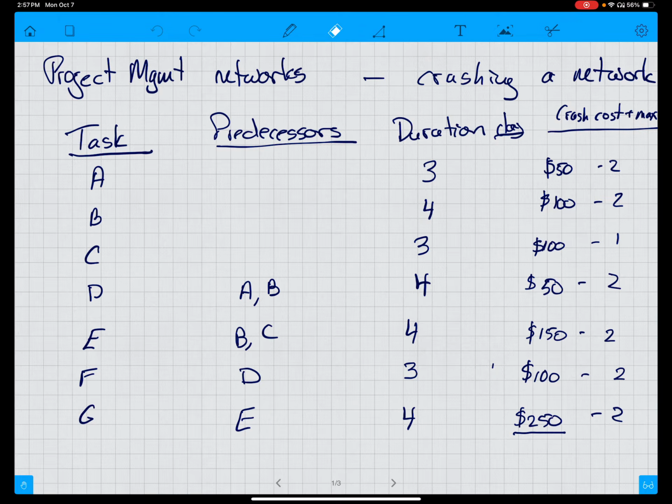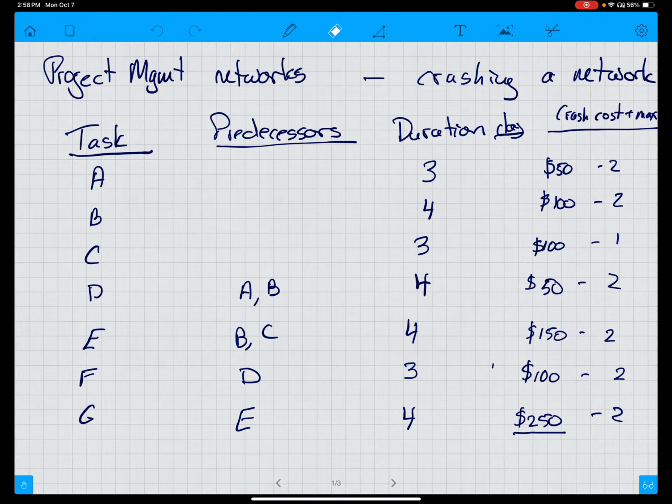In this video, we're going to talk about project management networks. So building the network, making sure we do it right, our paths from left to right and right to left, and then crashing that network. What do we need to do to shorten that network? Crashing always sounds a little bit sort of harsh, but it means shortening the network.